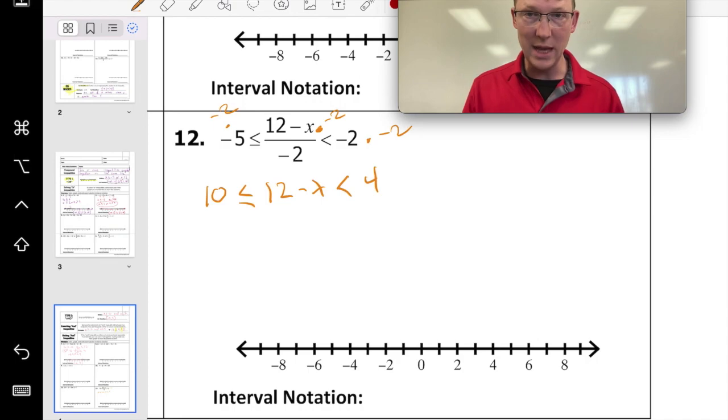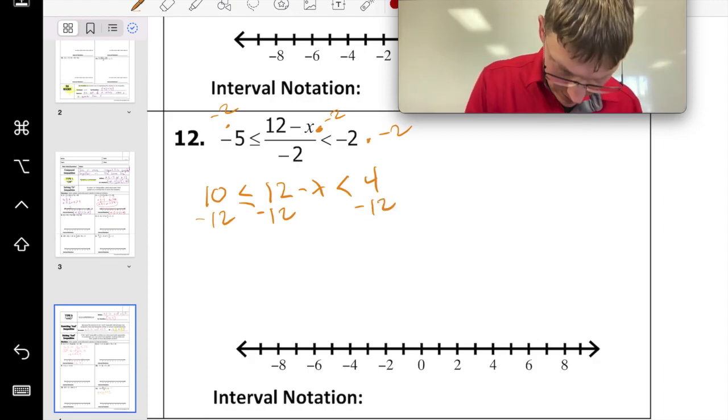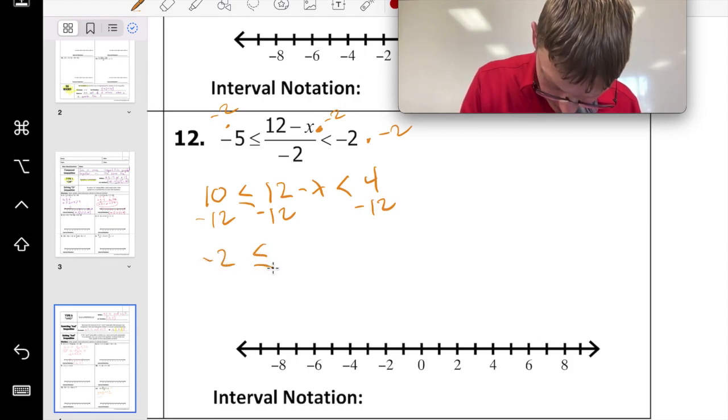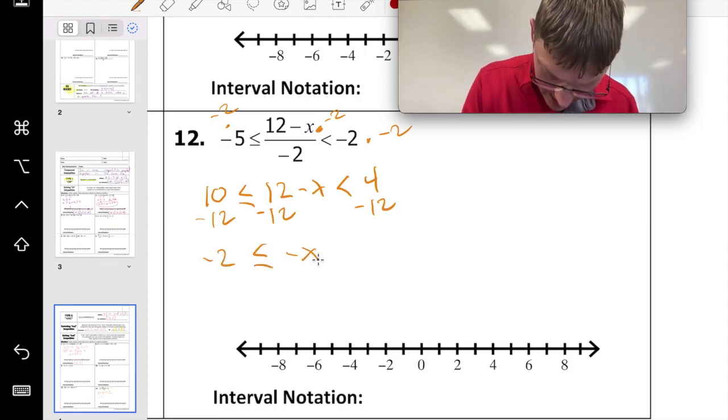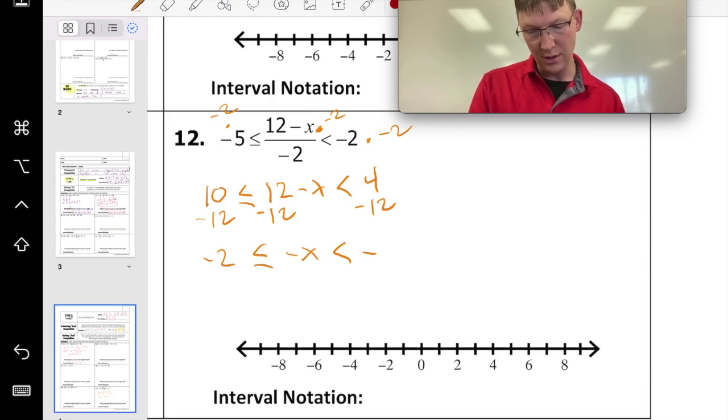Okay, so again, same thing. We want to get this 12 out of here. So we're going to subtract the 12. Got to do it to this side. Got to do it to this side. So then we're going to have -2 less than or equal to -x, less than, oh, what is that? Negative a thing, 8.